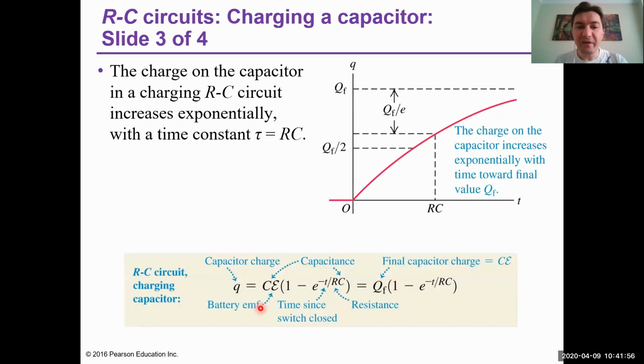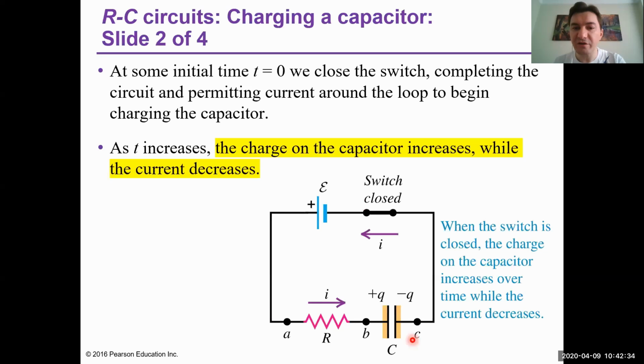So here we have the charge on the capacitor. This is the charge at a certain time on the capacitor, and this is the final charge on the capacitor, shown by Q final. It is equal to Q final times 1 minus e to the power of minus t over RC. This R is the resistance of the resistor, this C is the capacitance, and here we have t, which is time. So what is the time dependence of the charge Q? Let's have a look.